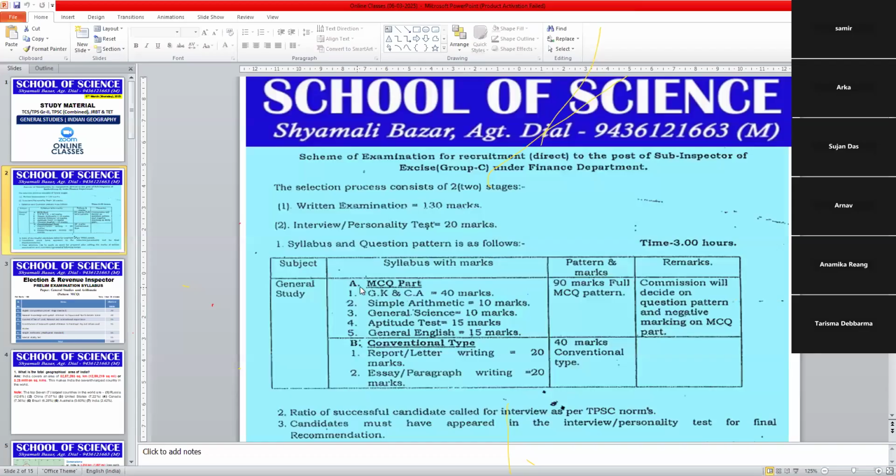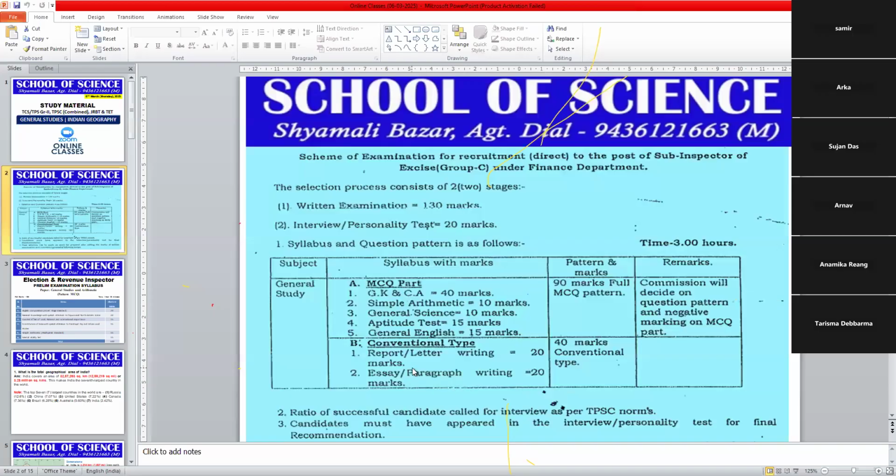It will have 2 parts, MCQ part and conventional type. In MCQ, you will have GK, like we discussed about geography. So questions will be from geography in the part of GK, and current affairs, 40 marks. Simple arithmetic, the sums that you are doing in the mock examination of that category, 10 marks. General Science, 10 marks. Aptitude test, 15 marks. General English is of 15 marks.